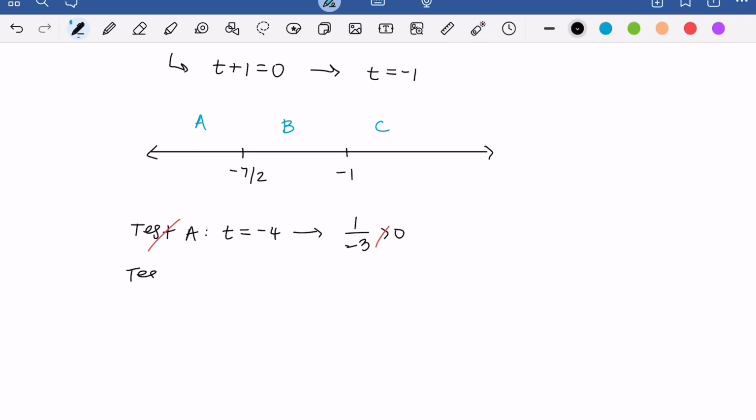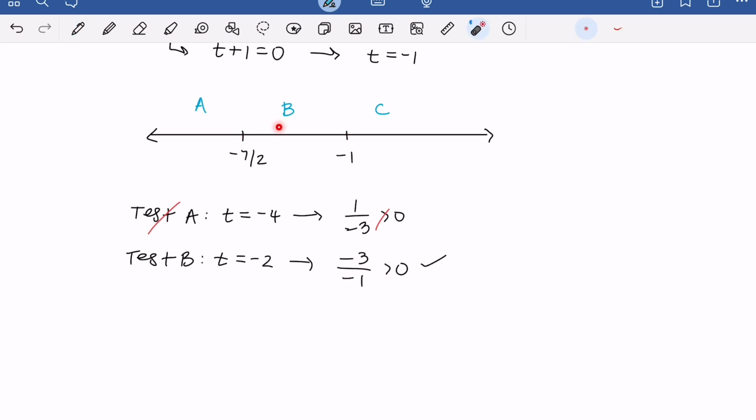Let's look at interval B. Let's pick a nice number in there, let's pick negative 2. Plugging this into our rational expression, we're going to get negative 3 over negative 1, which is going to be greater than 0. A negative divided by a negative gives us a positive, so that means our solutions are going to lie in this interval.